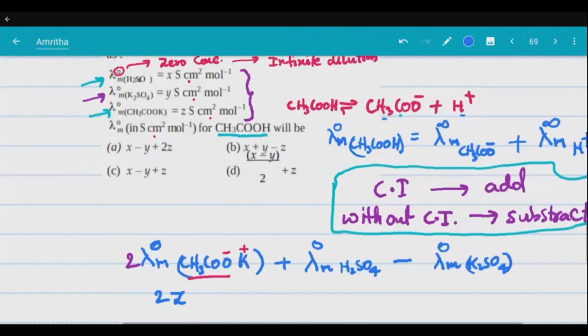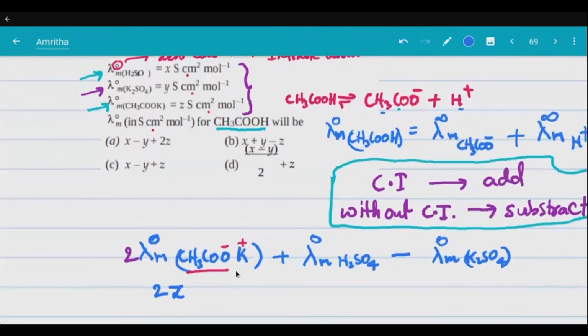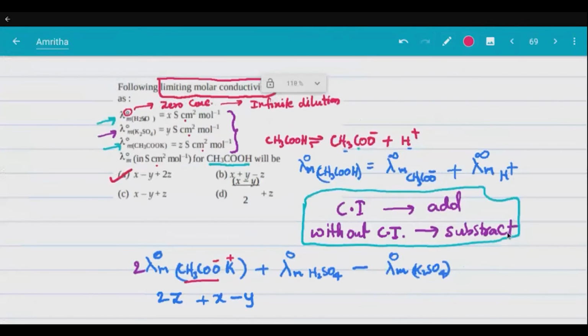This Z unit is given, plus H2SO4. H2SO4 is how much? X. But this is minus Y. So the correct option should be A: X minus Y plus 2Z. Option A. Got it? Common ions you have to add. Without common ion, you will subtract this. Then you will get the respective molar conductance.